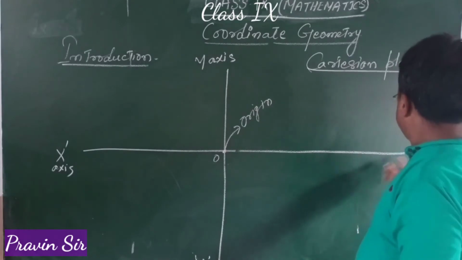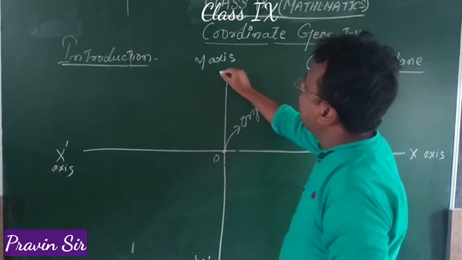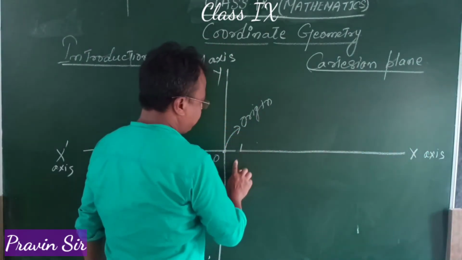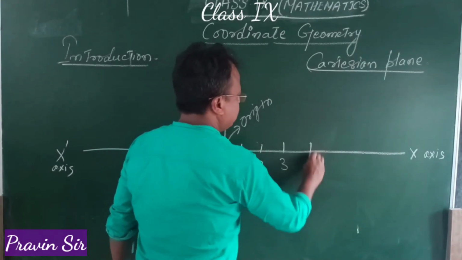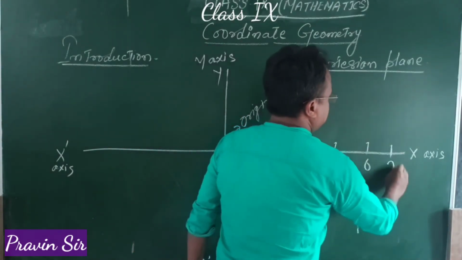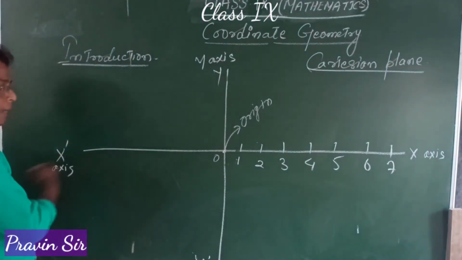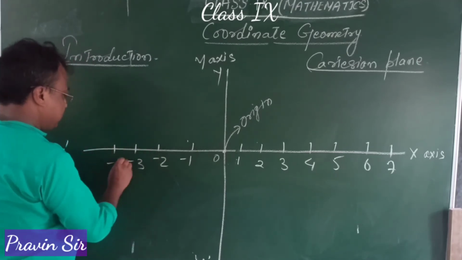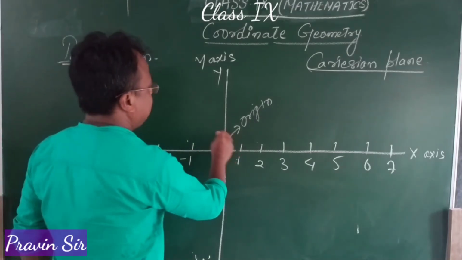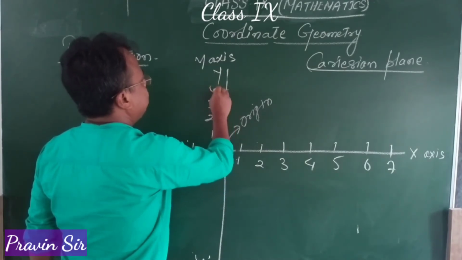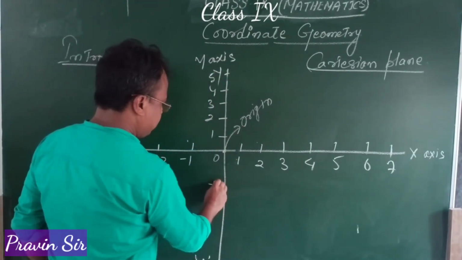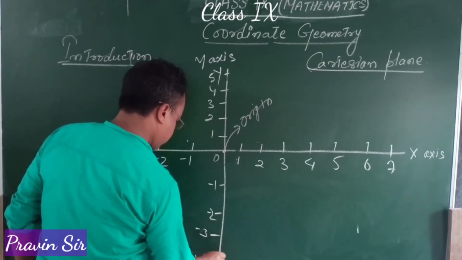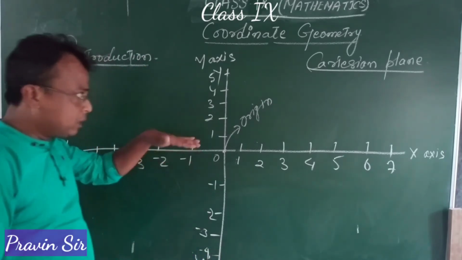Okay? And this is called the x-axis, and this is called the y-axis. Correct? And here all the positive numbers will be there: 1, 2, 3, 4, 5, 6, 7, like this. And on this left side, the negative numbers: -1, -2, -3, -4, -5, like this. And here on the y-axis, 3, 4, 5, and here negative numbers. Okay, so this is a Cartesian plane.